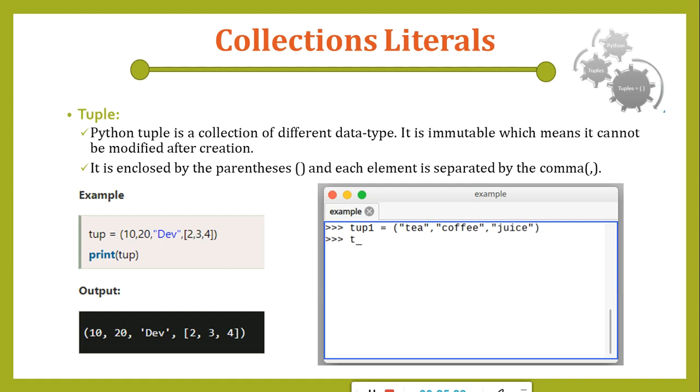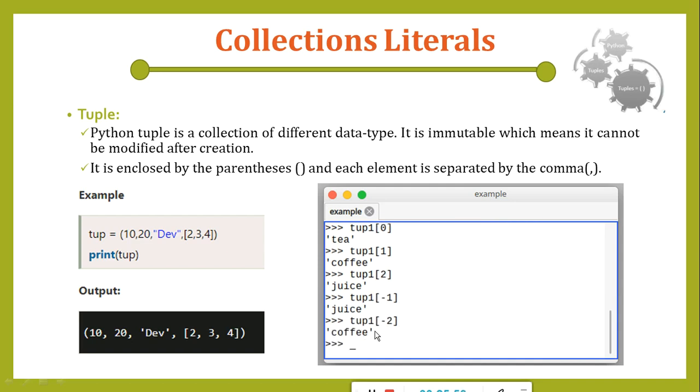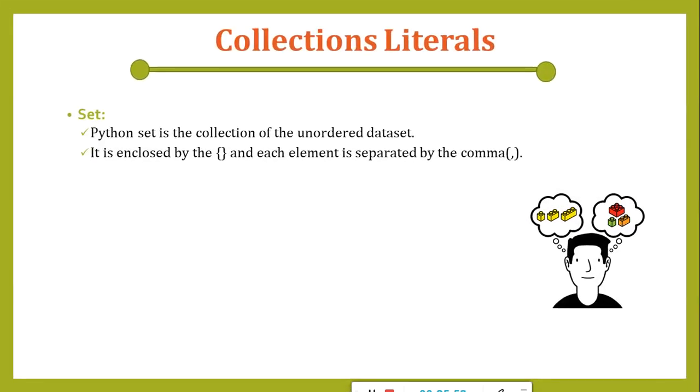That facility is also there for list and tuple. Here is an example. If we want to access tuple1 of -1, at -1 juice is there, at -2 coffee is there, at -3 tea is there. This is the way we can access the elements from the back also. So this is all about a tuple, and the last collection literal is the set.